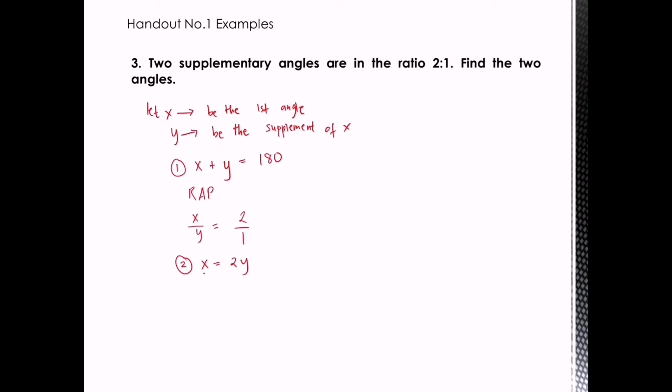And so, from equation 1, we will substitute the value of x. From x plus y is equal to 180, substitute the value of x from equation 2. This is 2y plus y is equal to 180. This is now 3y is equal to 180. Divided by 3, cancel out. Y now is 180 divided by 3, that is 60 degrees.